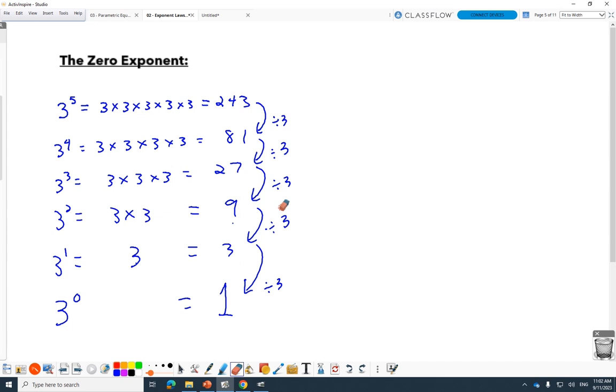Well, I can phrase it a different way. If I'm doing 3 to the exponent 0, it means I'm multiplying by 3 no times, and that's like multiplying by 1. Here's a potentially better explanation. The only way that 3 to the 0 can happen is if you're dividing something by itself.